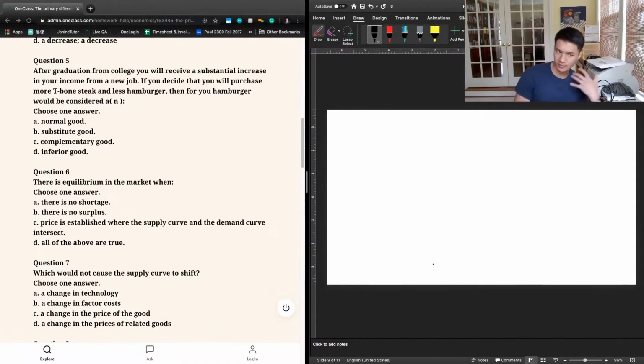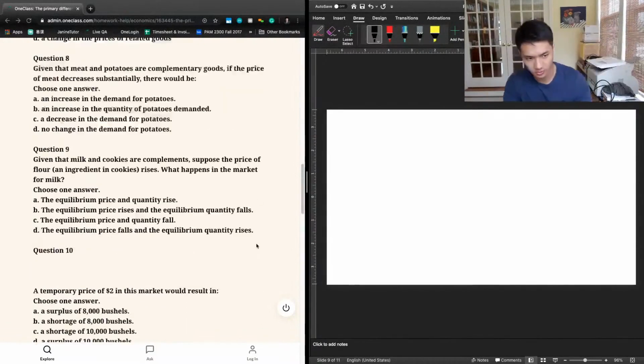So if you have more money and you spend more money on a specific type of good, that's a normal good. The other type of good that you might be dealing with is an inferior good, where, contrary to the normal good, if your income goes up, then your quantity consumed of this good goes down. If you just graduate from college and increase your income from a new job, and you decide to purchase less hamburgers, then hamburgers would be considered an inferior good. It fulfills that definition. So D is going to be the best answer here for question 5.